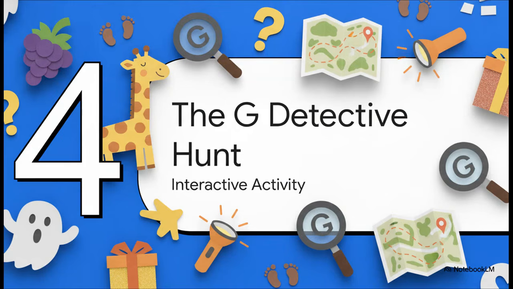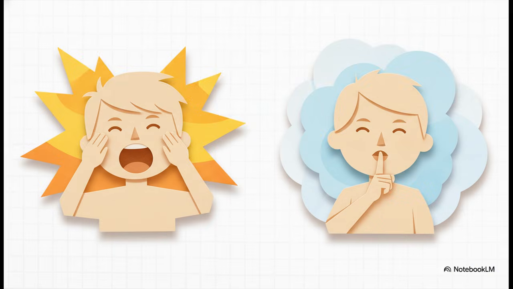Which brings us to Section 4, the G detective hunt. This is where the lesson tests the student's knowledge, but it does it through a highly interactive, super high-energy game rather than some boring standard quiz. Here are the rules for our little detectives. The kids are told that if the word starts with a g, g sound, they shout, go. But if it doesn't, they have to stay super quiet. So let's see how it works. You can play along too.